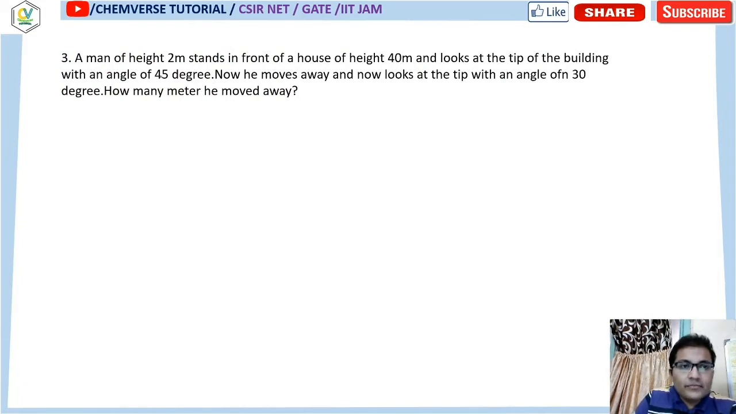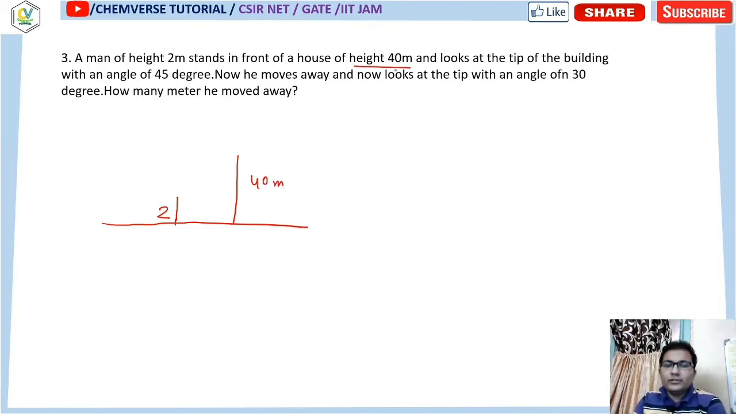Now what it says is a very elementary question from your class 10th level trigonometry. It says that a man of height 2 meter is standing in front of a house which is 40 meter tall. Okay, the height of the house is 40 meter. Now he looks at the tip of this house at an angle of 45 degree. Okay, now what you can see is that over here it is 45 degree.